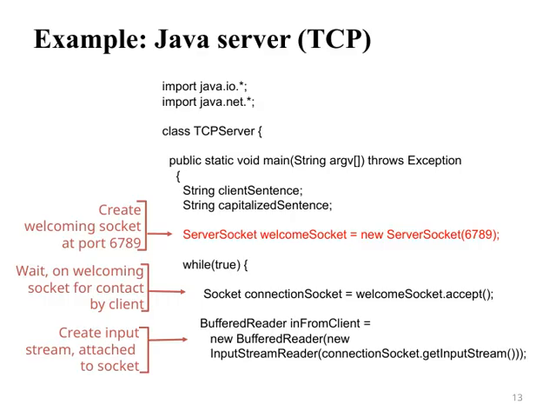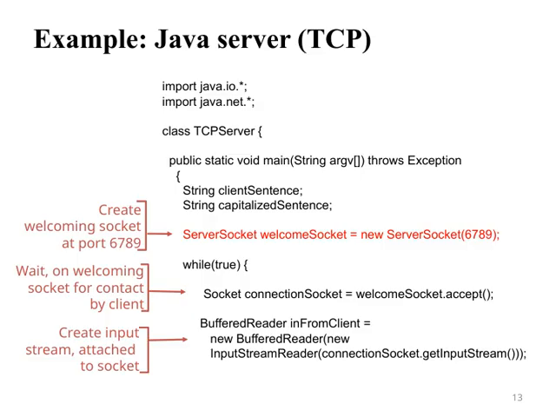All right, let's walk through this Java server example that uses TCP. First, we import the necessary classes from the java.io and java.net packages, which handle input-output streams and networking functionalities, respectively. We define a class called TCPServer, and inside the main method, which throws a generic exception for simplicity, we set up our server. We declare two string variables: clientSentence, which will hold the data received from the client, and capitalizedSentence for processing or responding if needed.